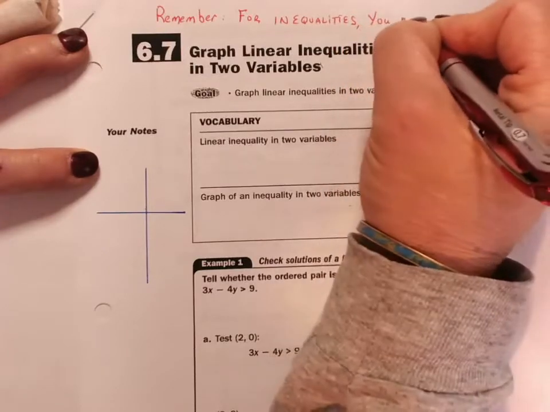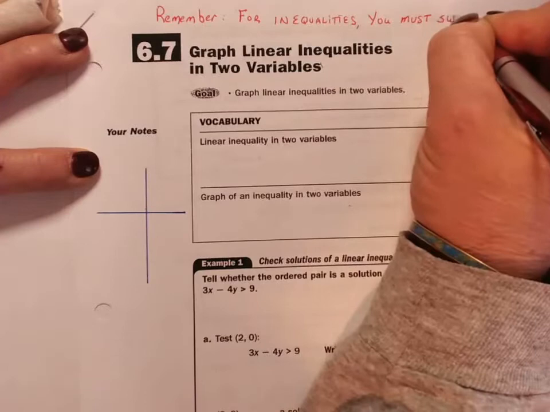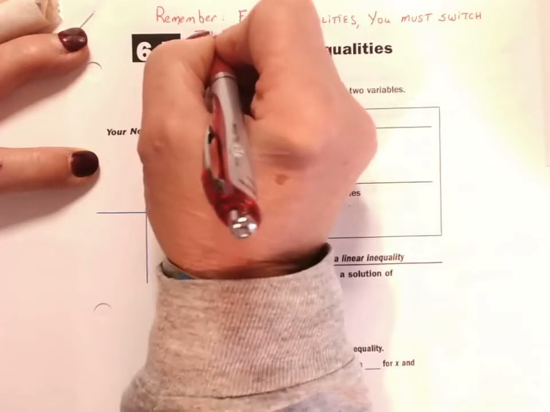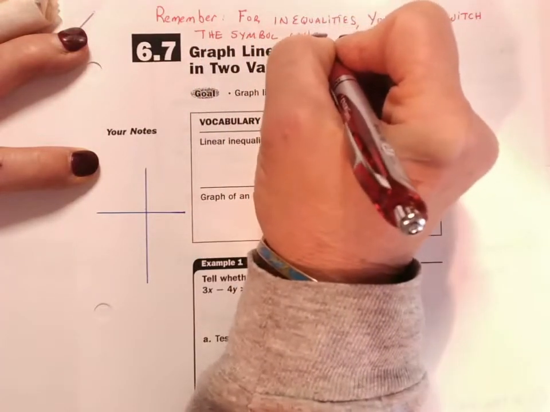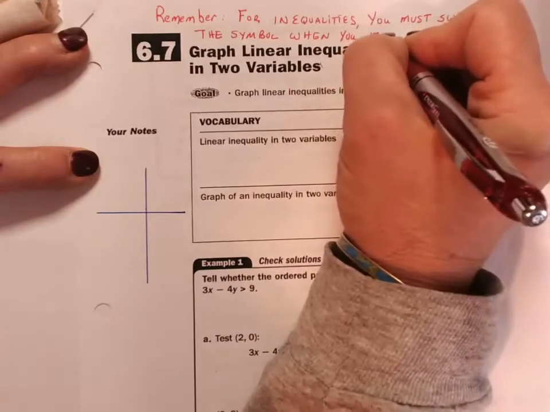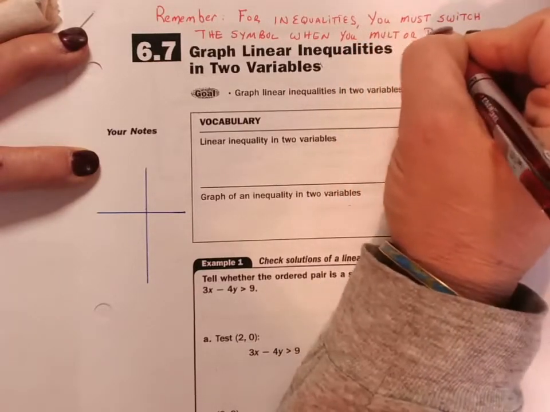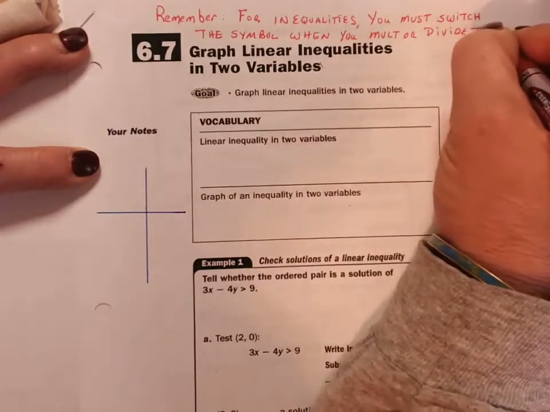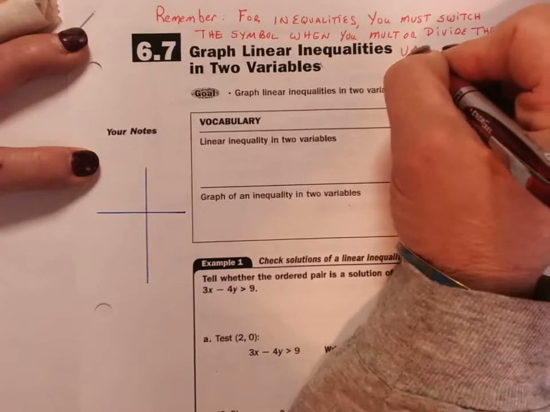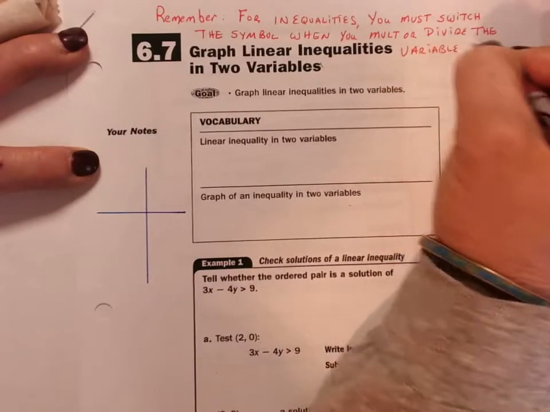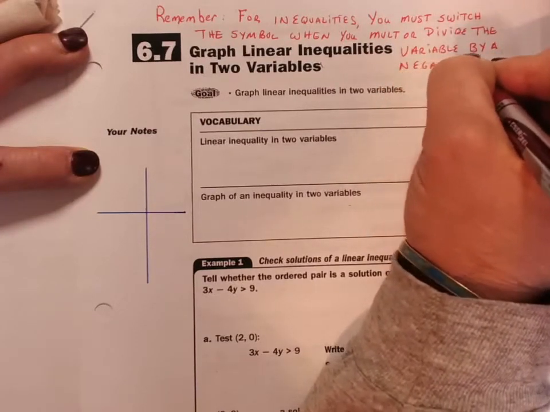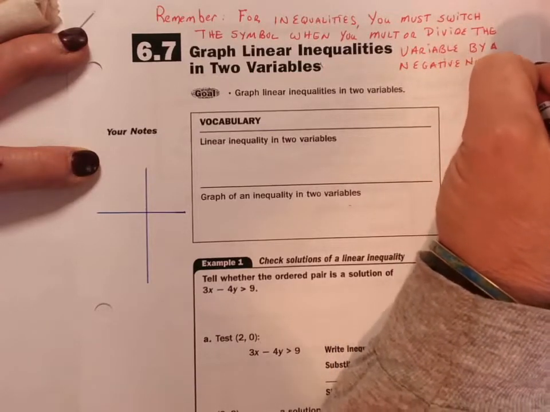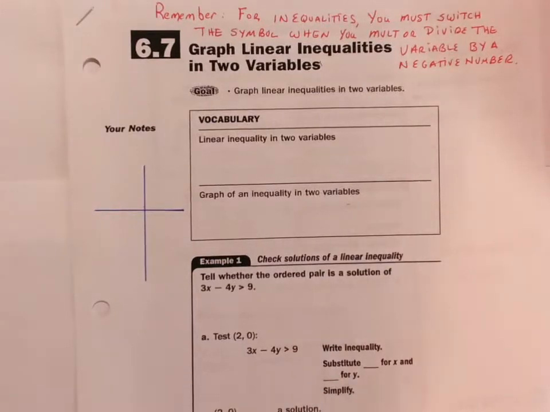you must switch the symbol when you multiply or divide the variable by a negative number. This is also true when we go to graph them.